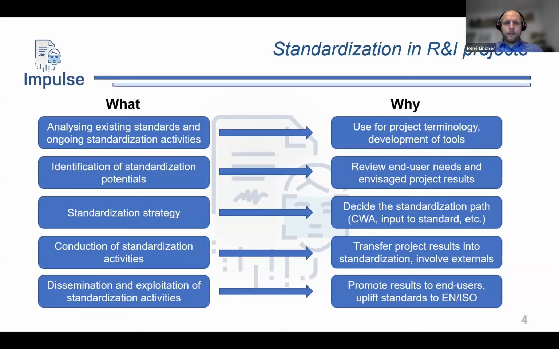Then the second part is the identification of standardization potentials. So out of the potential results of the project, the end user needs, and also the agglomeration of both, standardization potentials can be identified, and these usually are a set of 4 to 8 possible results of a project. And of course, you cannot do everything at the same moment, so you have to define a standardization strategy, where you have to decide the specific standardization path.